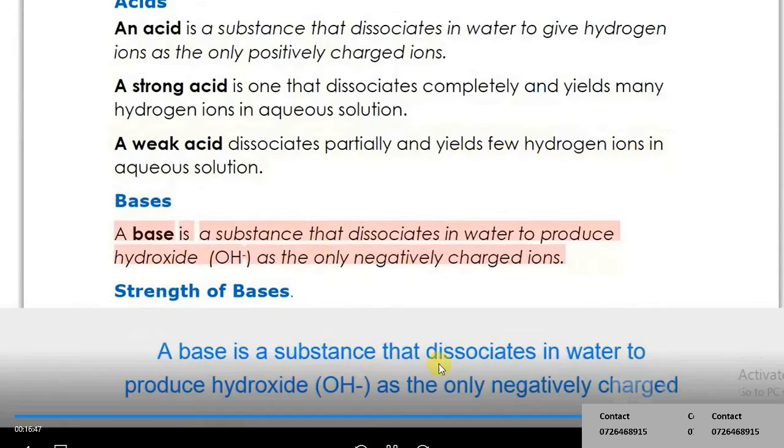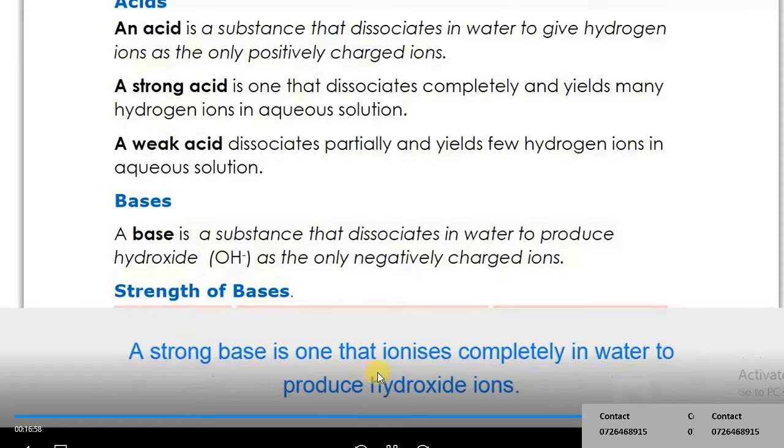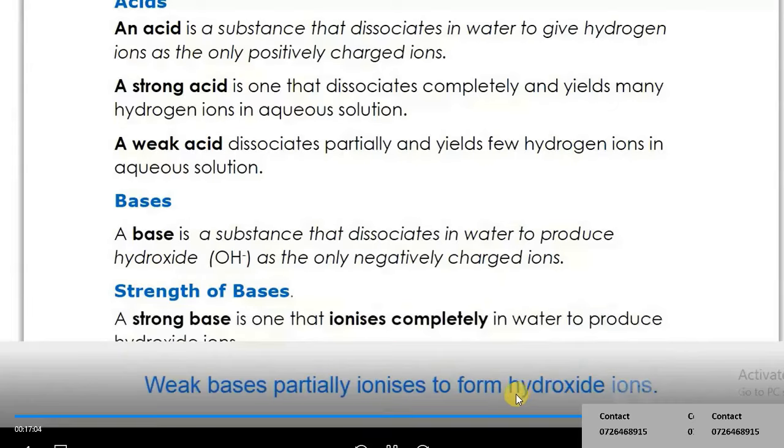A base is a substance that dissociates in water to produce hydroxide ions as the only negatively charged ions. Strength of a base. A strong base is one that ionizes completely in water to produce hydroxide ions. Weak bases partially ionize to form hydroxide ions.